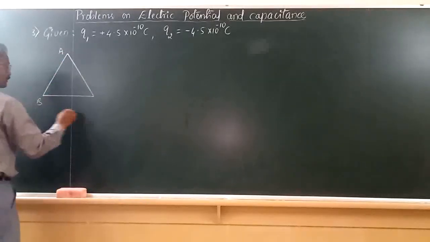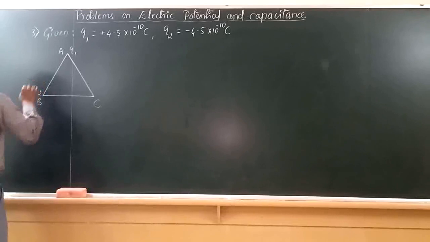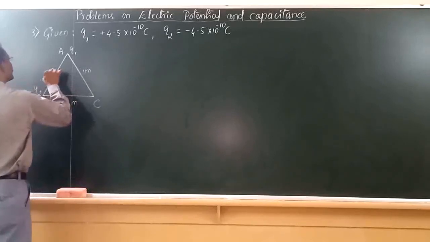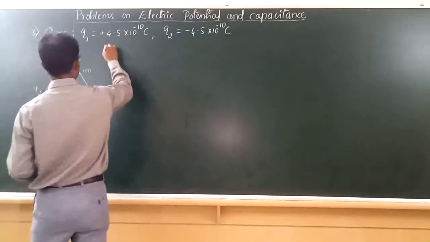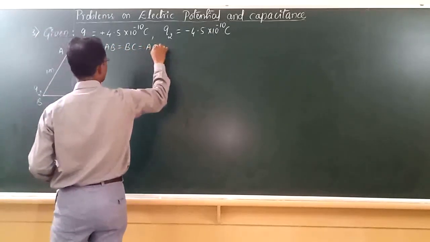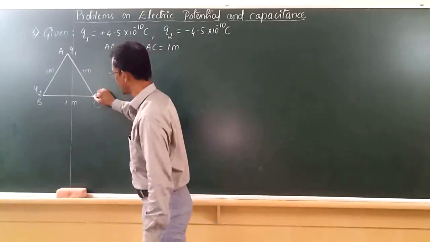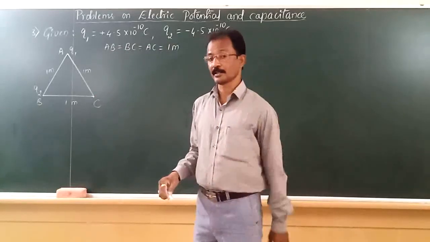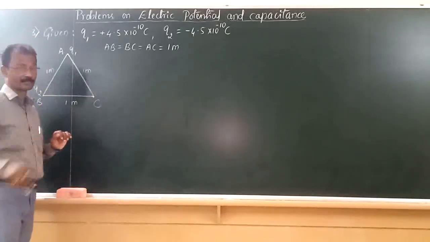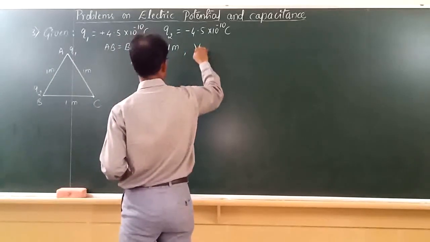ABC is an equilateral triangle. Here charge Q1 is placed at point A and Q2 at point B; the side is 1 meter. That is, AB is equal to BC is equal to AC is equal to 1 meter. Find the electric potential at point C. For the electric field we must consider direction and magnitude and use vector rules, but potential is a scalar, so it is a simple arithmetic addition.